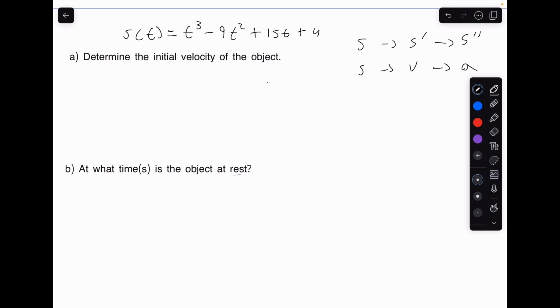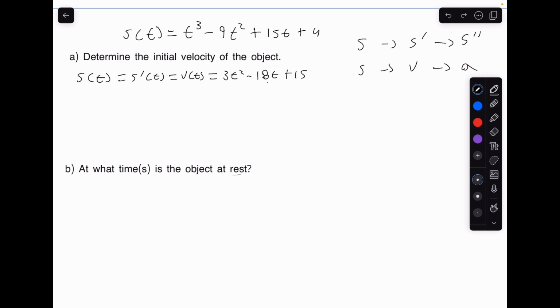Okay, well, we need velocity. Velocity is the derivative of S of t, or S prime. Let's take the derivative of this. So 3t squared minus 18t plus 15. And that 4 becomes 0. So that's velocity. So this question says determine the initial velocity.